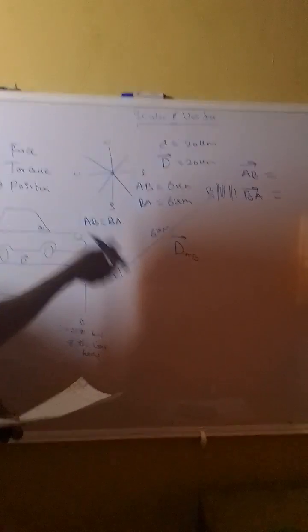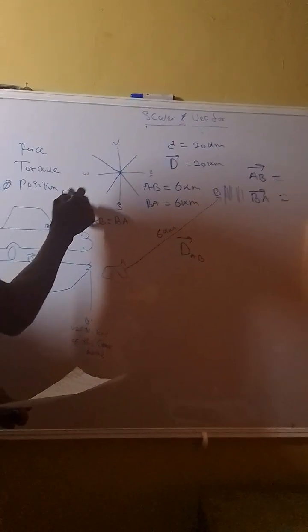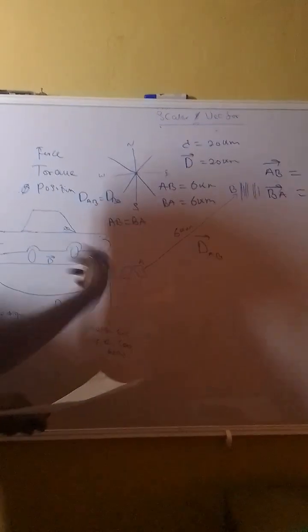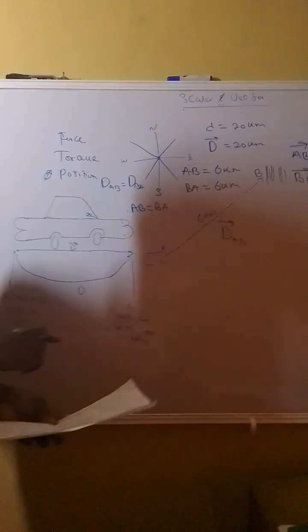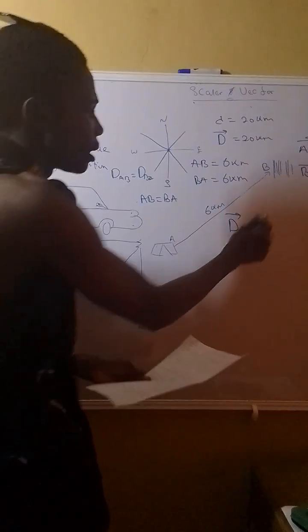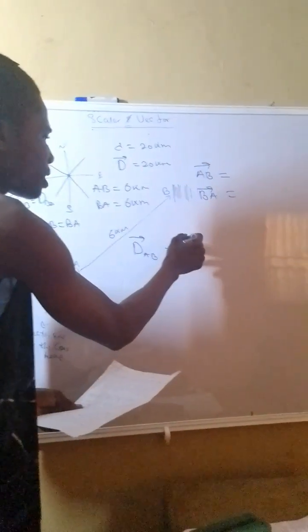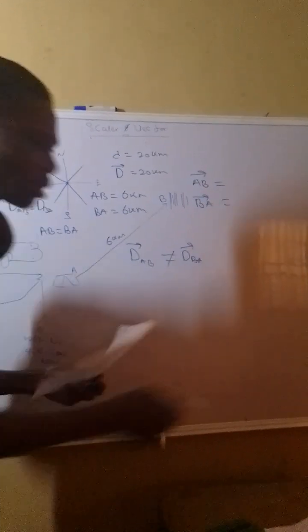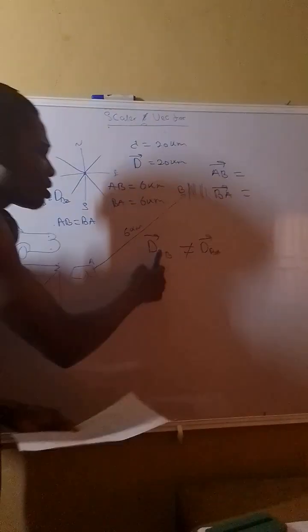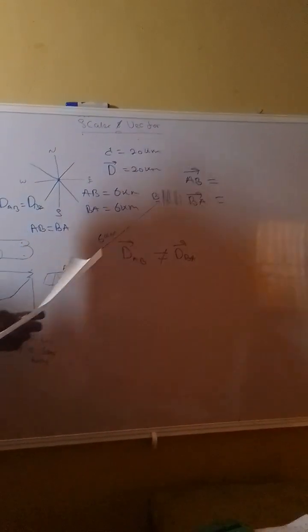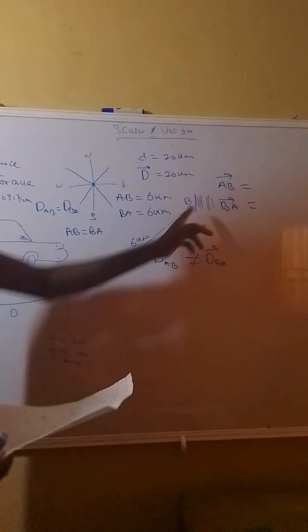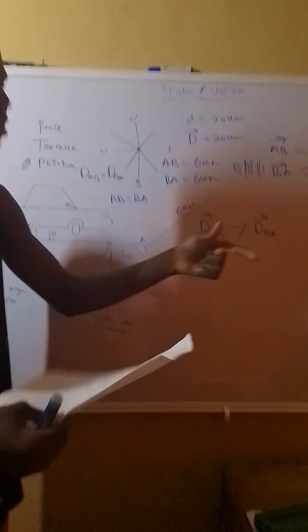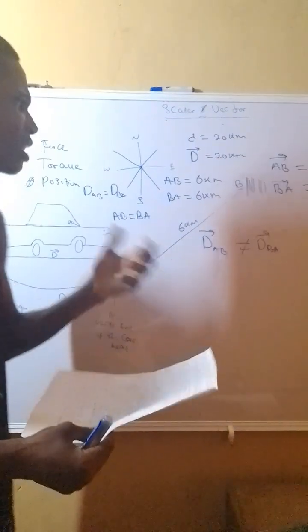You can write it like this, or you just say distance AB is equal to distance BA, either of the two. So the distance AB is equal to distance BA, but the displacement of AB cannot be equal to the displacement of BA. These are two different things. From A to B is 6 kilometers, from B to A is 6 kilometers. You have to understand every niche of all these things. This is what will assist you when you get to the calculation aspect, to understand the position, this and that.